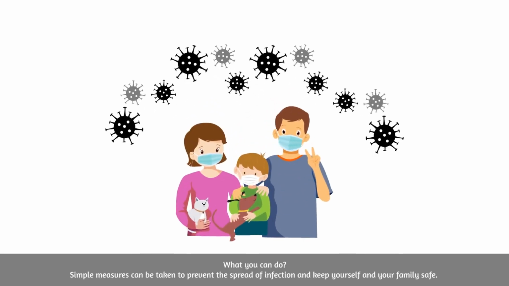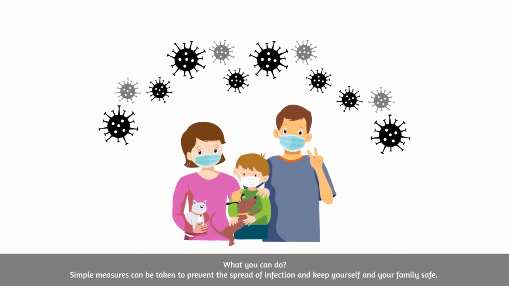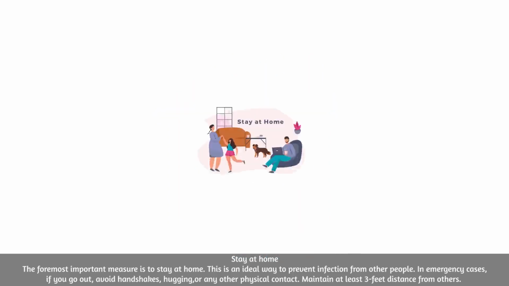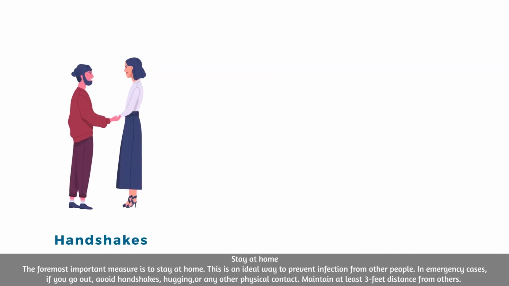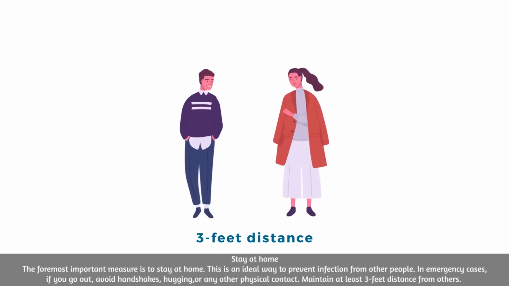Simple measures can be taken to prevent the spread of infection and keep yourself and your family safe. Stay at home. The foremost important measure is to stay at home. This is an ideal way to prevent infection from other people. In emergency cases, if you go out, avoid handshakes, hugging, or any other physical contact. Maintain at least 3 feet distance from others.